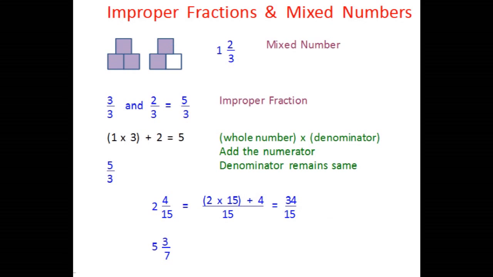One more example here, 5 3/7. So 7 5s are 35. What I am multiplying here is the whole number and the denominator. Add the numerator, so 35 plus 3 is 38 and the denominator remains the same, which is 38 over 7. So you can follow these simple steps and convert an improper fraction to a mixed number or a mixed number to an improper fraction.